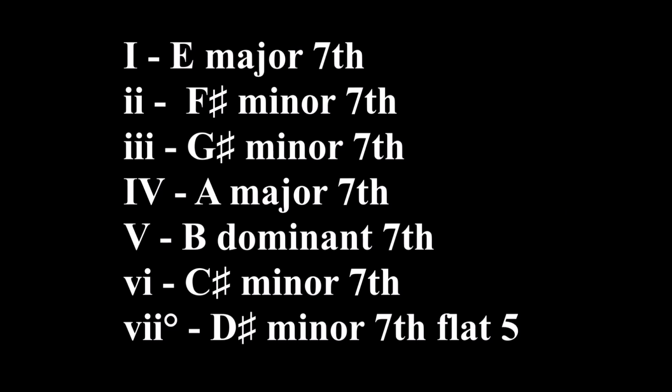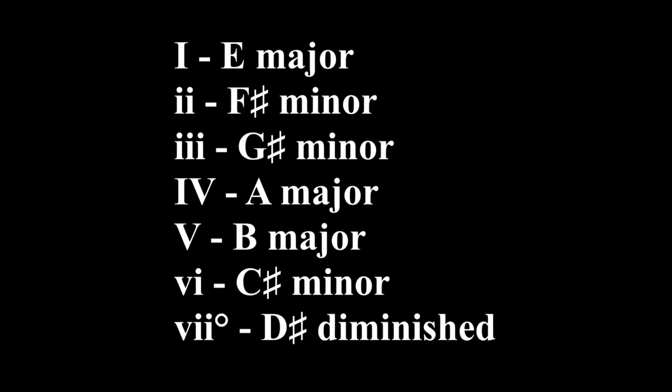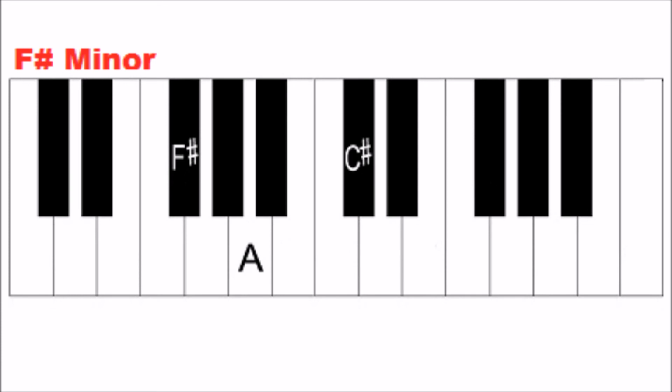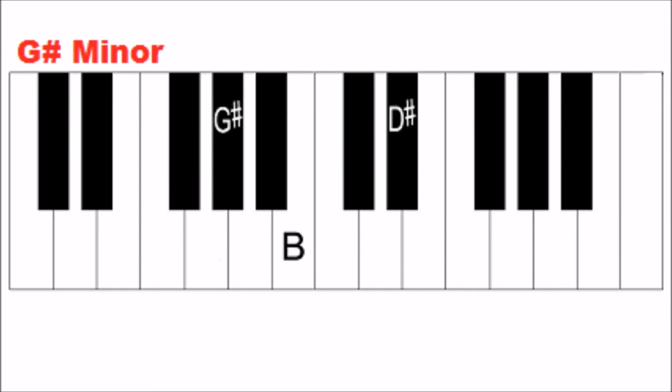What are the notes of each chord in the key of E major? Let's start with the triad chords, or the 3-note chords. The notes of chord 1, E major, are E, G sharp, B. The notes of chord 2, F sharp minor, are F sharp, A, C sharp. The notes of chord 3, G sharp minor, are G sharp, B, D sharp.